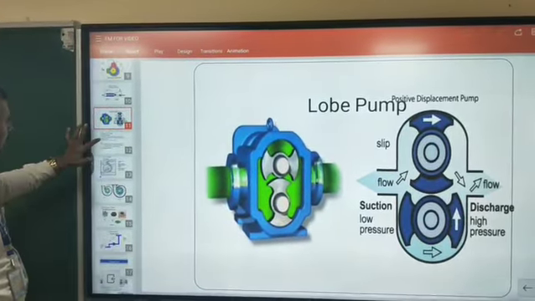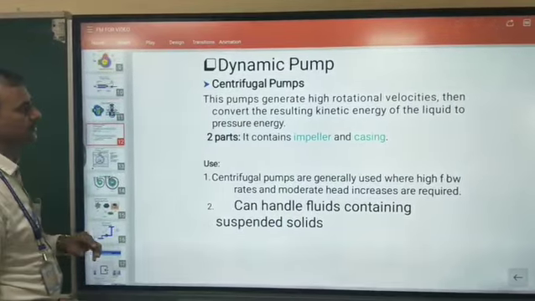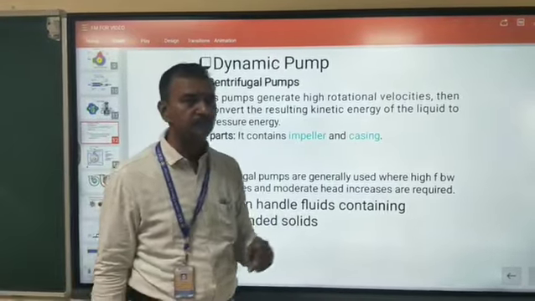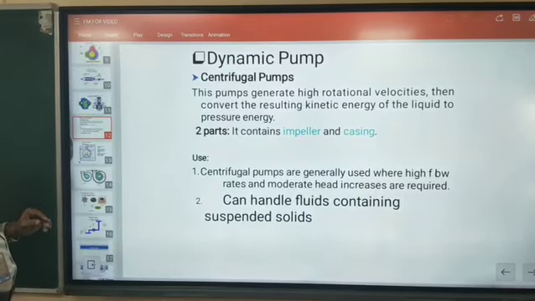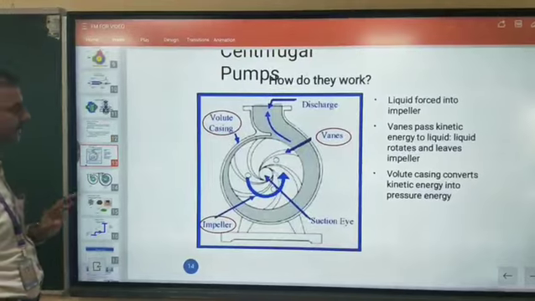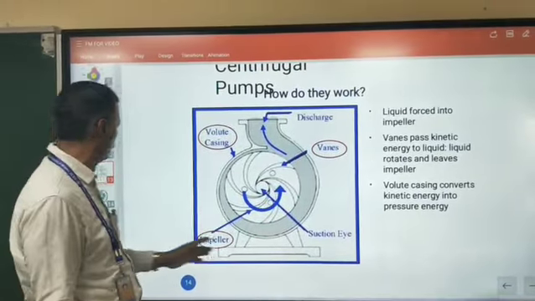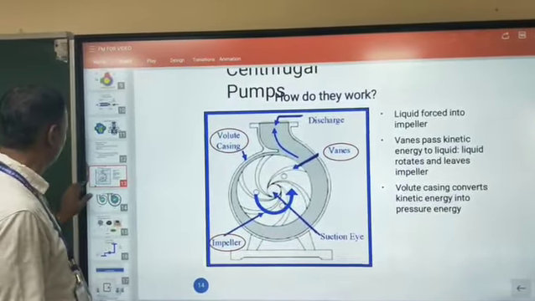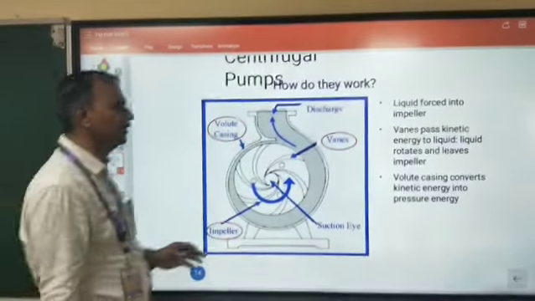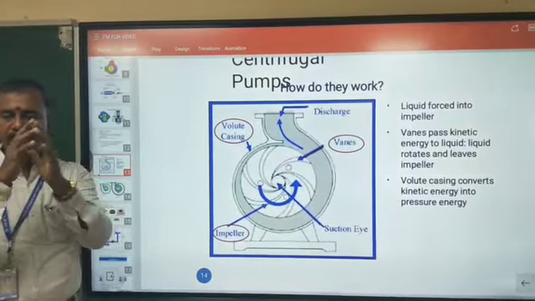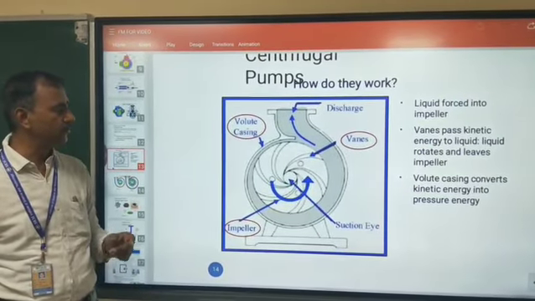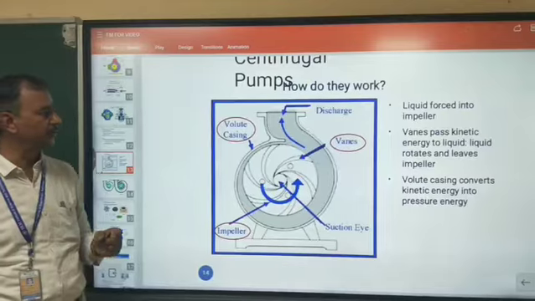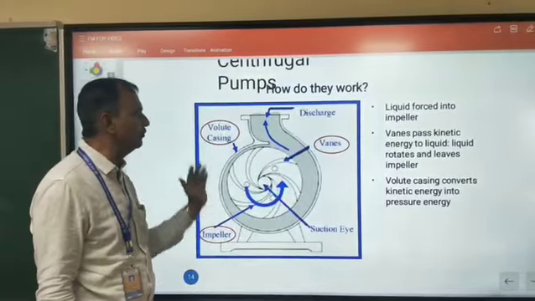Coming to the next, the dynamic pumps. There are two types of dynamic pumps. Mainly centrifugal comes under dynamic pumps, so it is important. A centrifugal pump looks like this. I couldn't get a real actual image of this, so in due course I'll show the real centrifugal pumps. Its cross-section view will look like this.